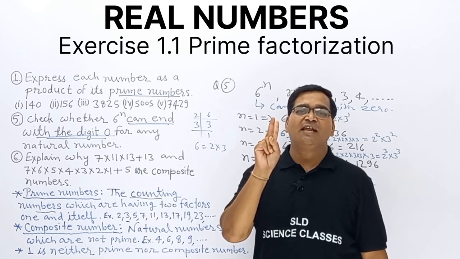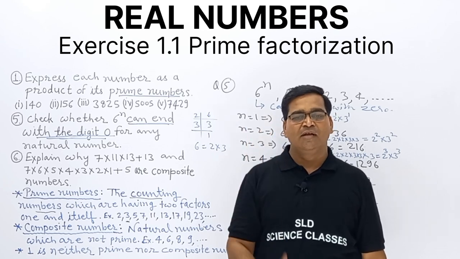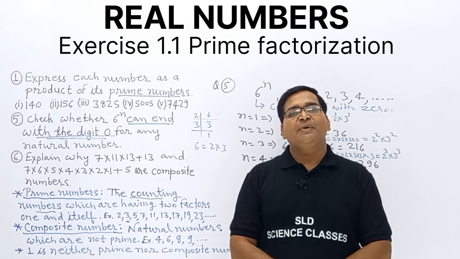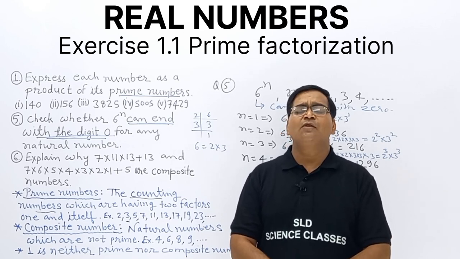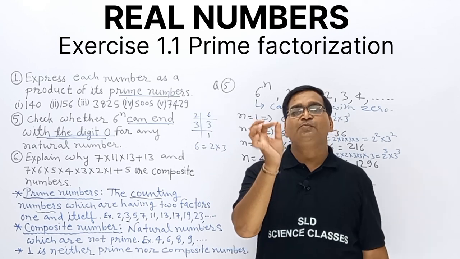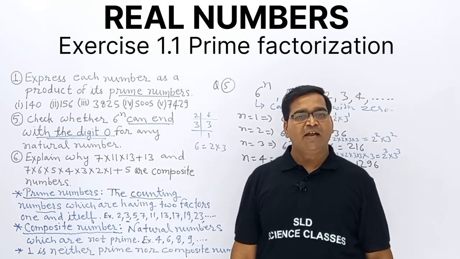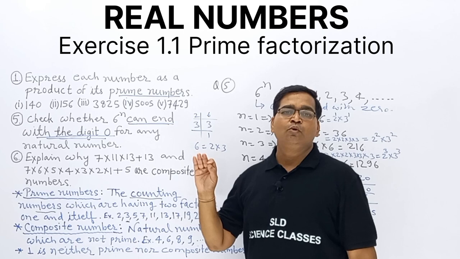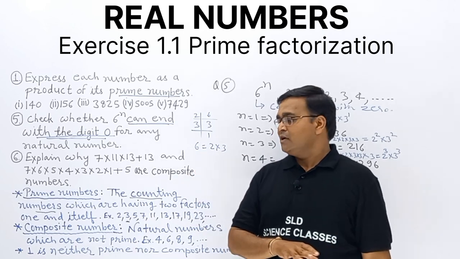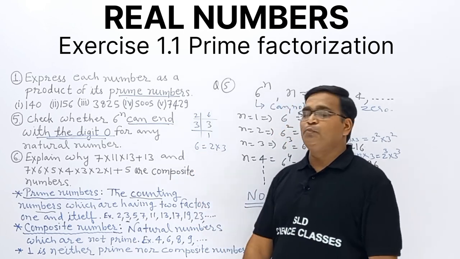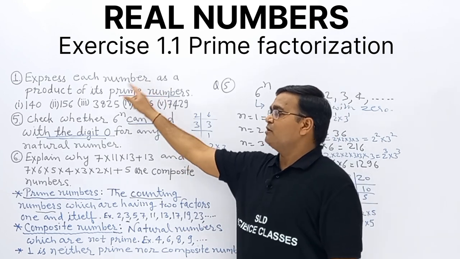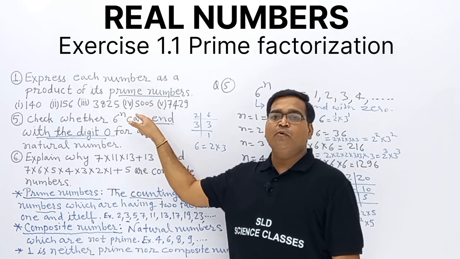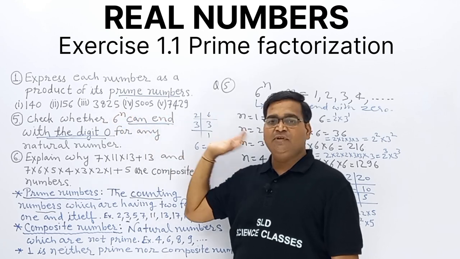Prime numbers have 2 factors, one and itself. Those numbers which are not prime are called composite numbers, like 4, 6, 8. The smallest prime number is 2. One is neither prime nor composite. Now in question number 1, we want prime factors, so we do the division method and we can find them.